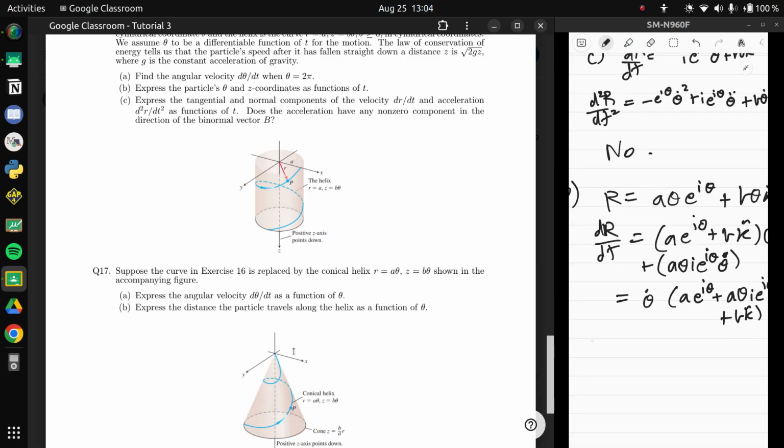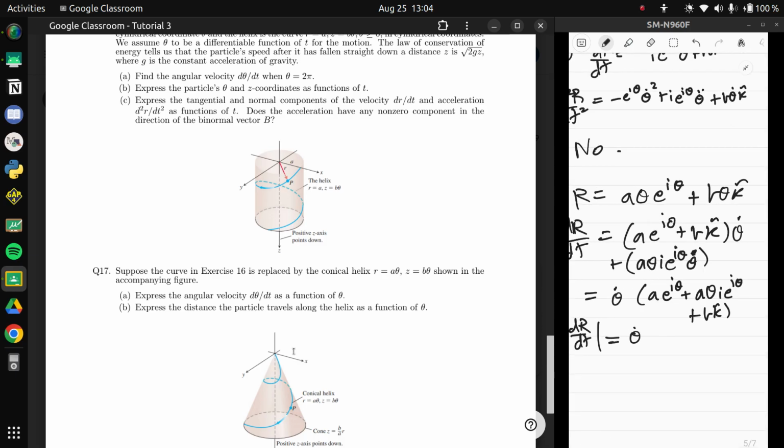What does that mean? The magnitude of this stuff is just θ dot times the square root of all of this. So it's the square root of a² plus a²θ² plus b², and that's equal to the square root of 2gz, which is the square root of 2g bθ. Interesting. So what you have is θ dot.